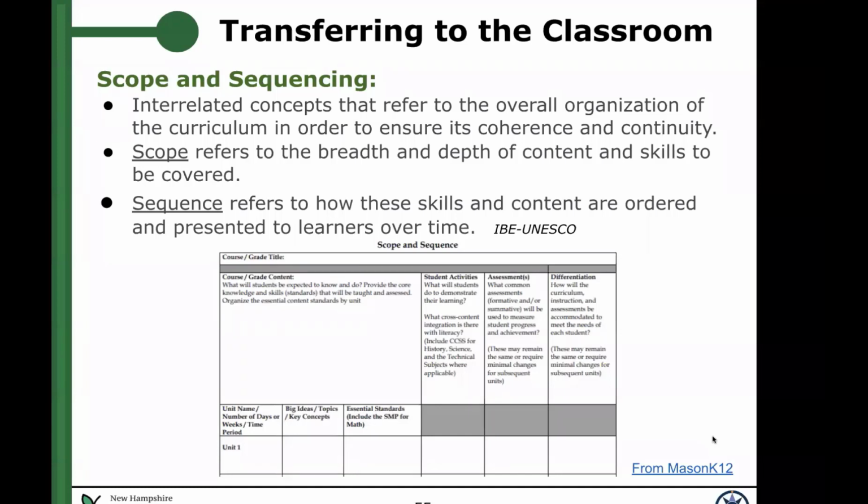So in scope and sequencing, we can see where concepts are referred to overall. So the scope refers to the breadth and depth of the content and skills covered, and the sequence refers to how we're going to teach them. So sometimes there are planning guides that help support this with a particular text or program that you're learning. They may have also been put together by your school or your district.